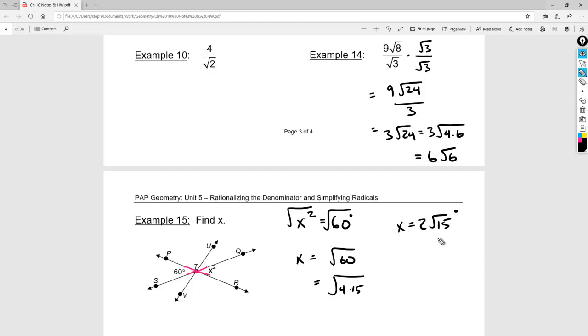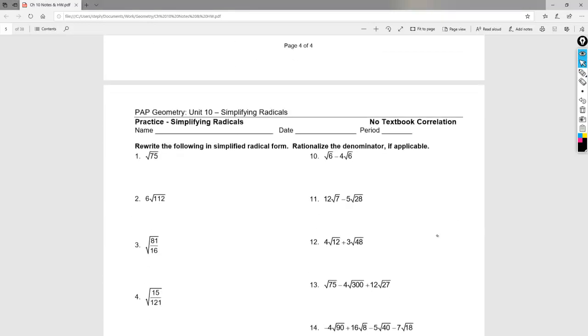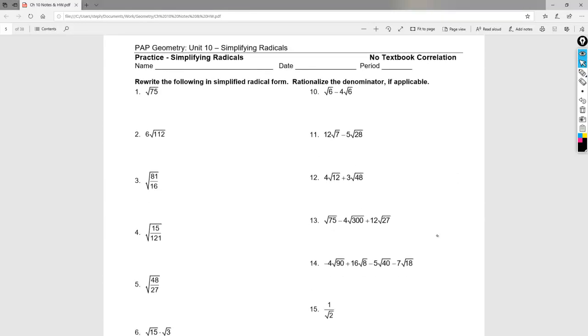Alright, your homework is listed below here. We're just going to practice simplifying radicals. This is all in an effort to just get a little bit of review before we go into triangles, right? More on triangles, because we'll be using a lot of square roots in that unit. So go ahead and give this a shot.